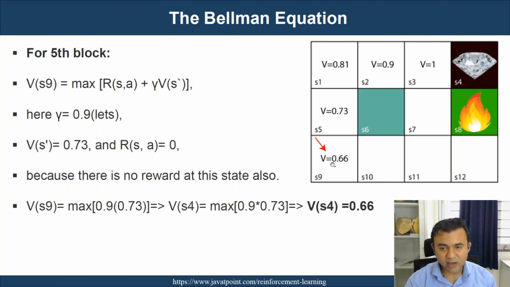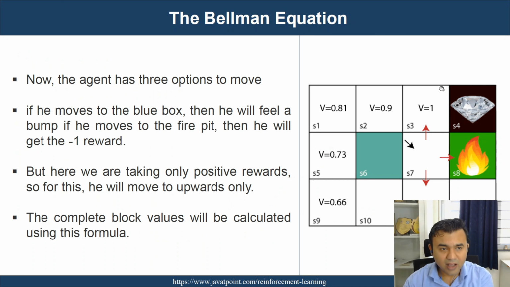And then we see that if I move from S9 to S5, the value is increased from 0.66 to 0.73. If I move from S5 to S1, the value is increased from 0.7 to 0.81. If I move from S1 to S2, the value is increased from 0.8 to 0.9. If I move from S2 to S3, the value is increased from 0.8 to 1. Right, and then finally we get the reward. So now that's how we move.